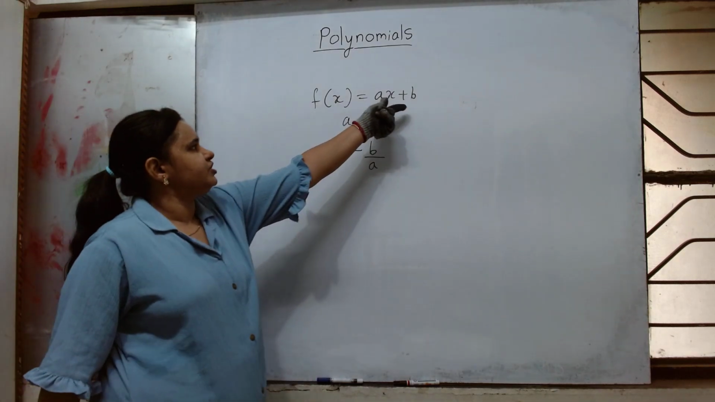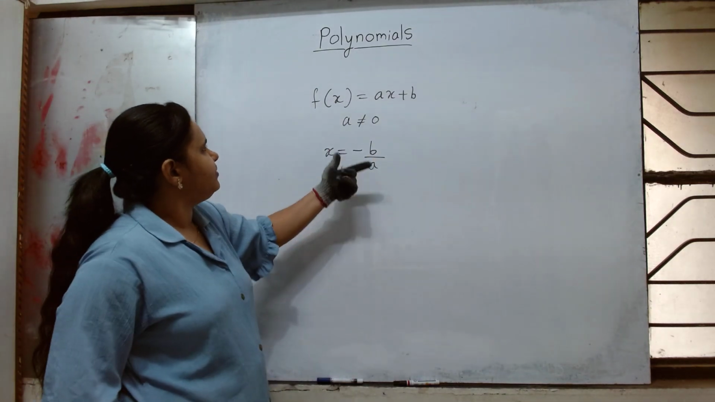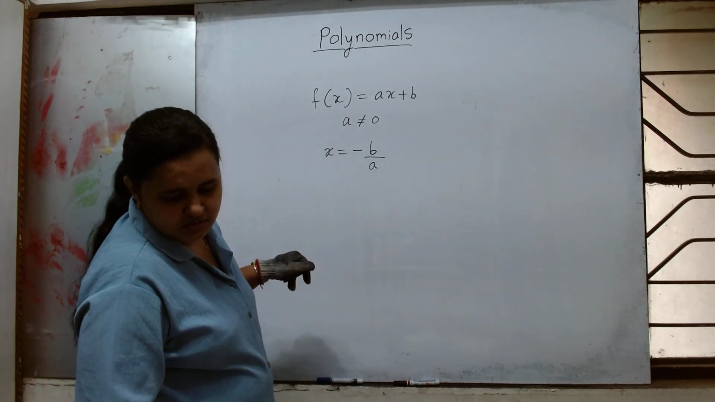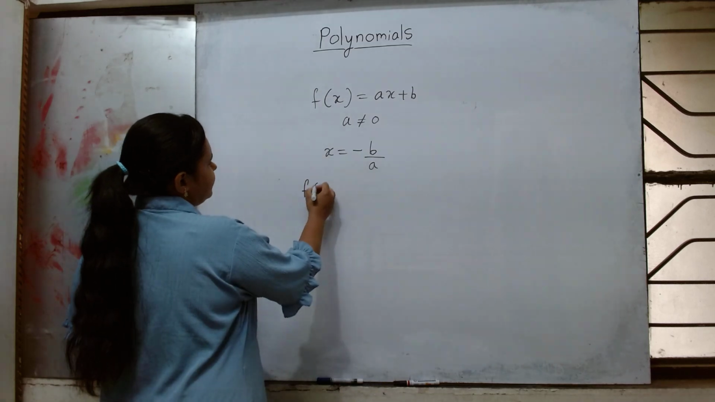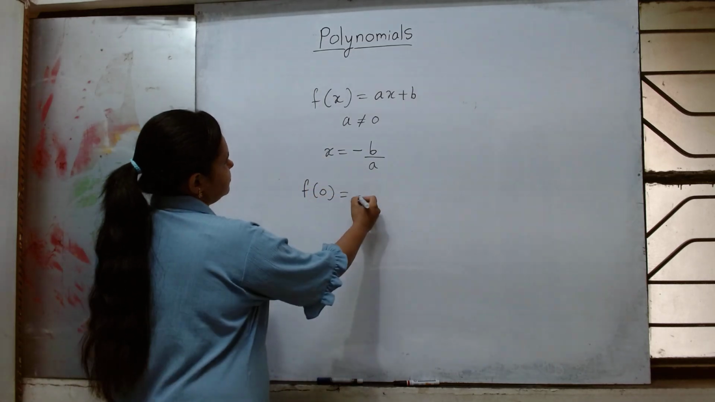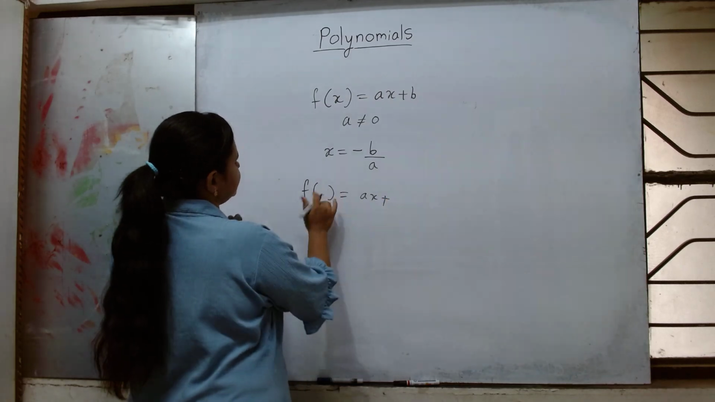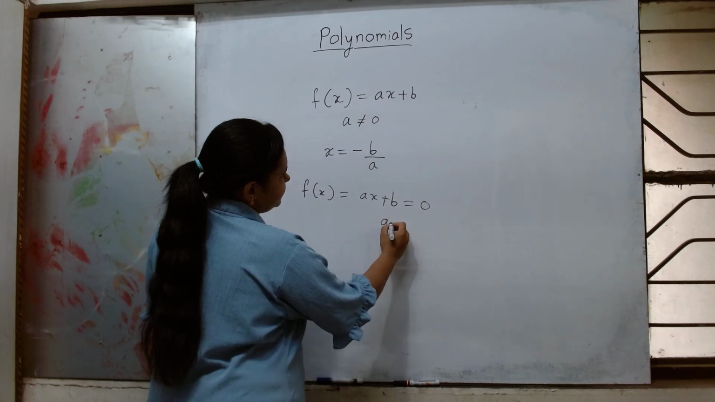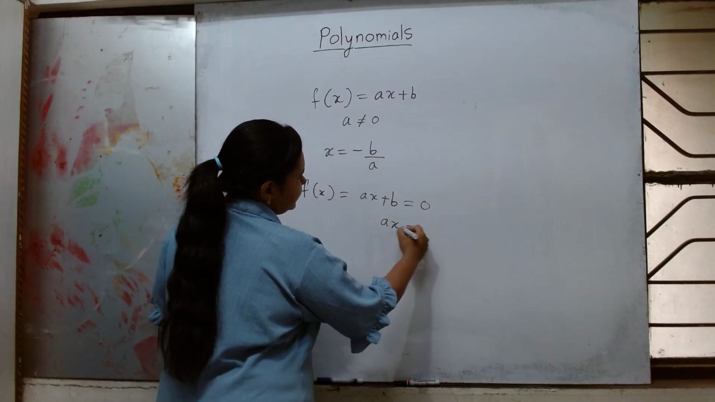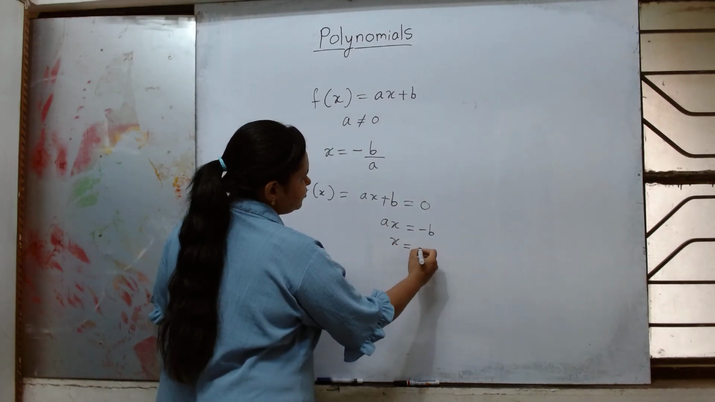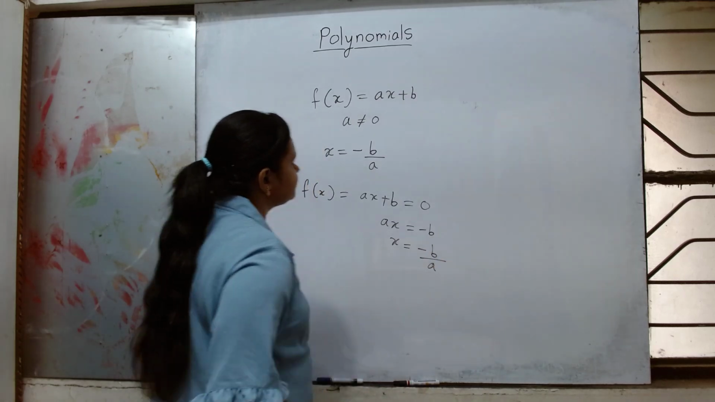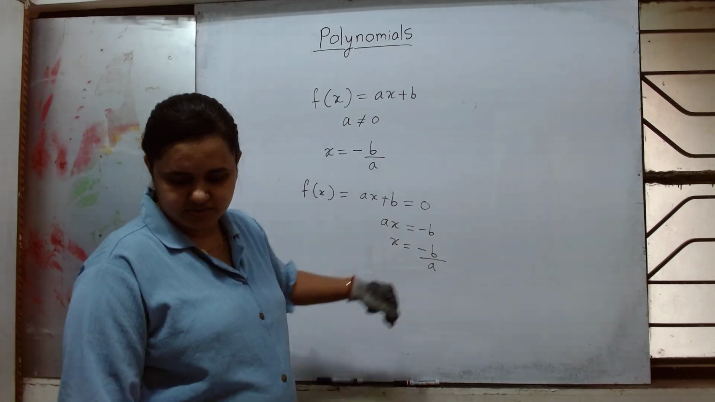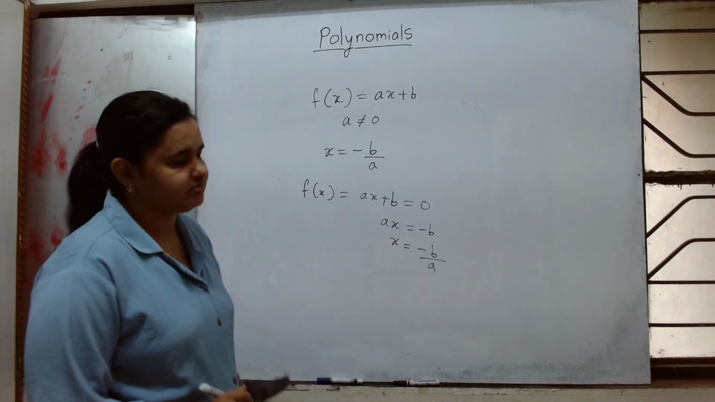Now f of x is equal to ax plus b. In polynomial, if it is a factor, then how will we write? We will write f of x as ax plus b is equal to 0. So what will we get? ax is equal to minus b, x equals minus b upon a. So it is a true statement. We will get root as minus b upon a. So all the four statements are true.